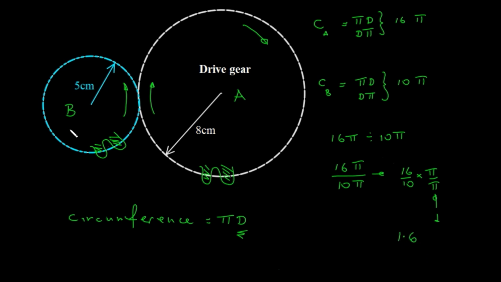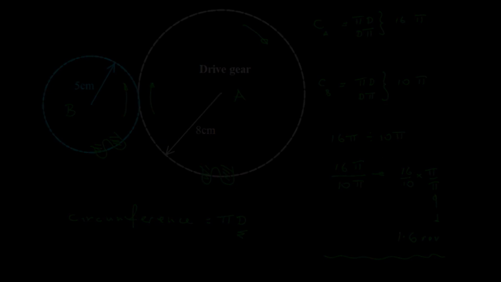Now we're talking about revolutions, so don't forget your unit of measurement is revolutions. So 1.6 revolutions of that one equal a revolution of 1 of that one. Fairly straightforward when you know how to approach it. How many of these will fit in that? Straightforward answer, straightforward question. That's dealt with the circumference of a circle.